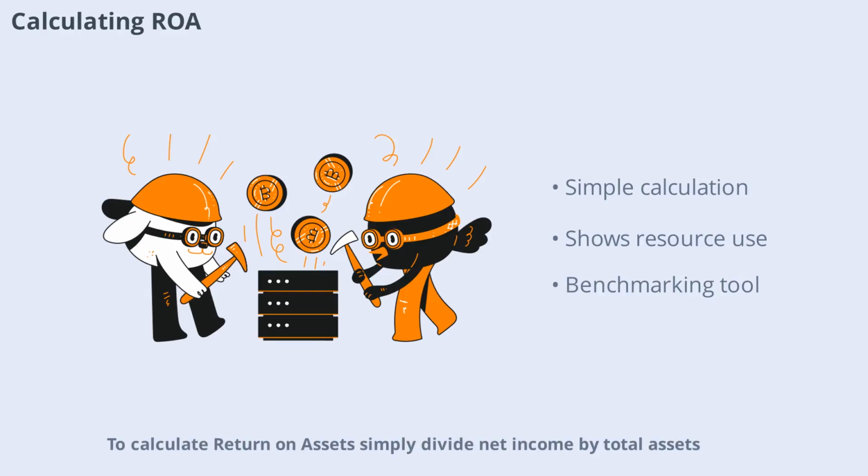To calculate return on assets, simply divide net income by total assets, then multiply by 100 to express it as a percentage. The formula is ROA equals net income / total assets x 100. This ratio helps stakeholders understand how well a company is leveraging its resources to generate profit, and it's a valuable tool for benchmarking against industry peers.